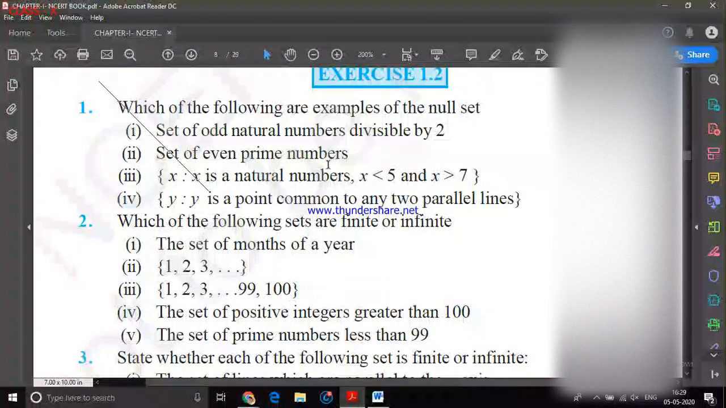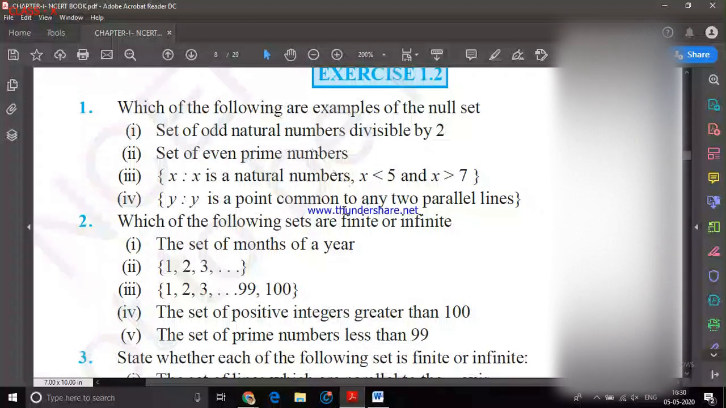Next, a set of 7 prime numbers. A set of 7 prime numbers cannot be an empty set, right? Because you can get 7 prime numbers from anywhere between any two numbers. Next, X is a natural number, X is less than 5 and X is greater than 7. Is there any natural number which is less than 5 and greater than 7? I don't think so. Not only natural number, any rational number is not possible which is less than 5 as well as greater than 7. It doesn't exist. So first one, third one, what about the fourth one?